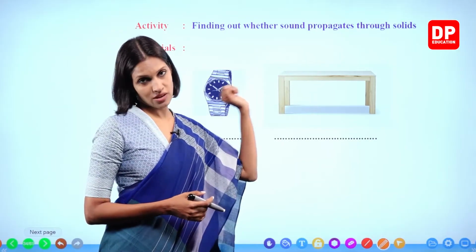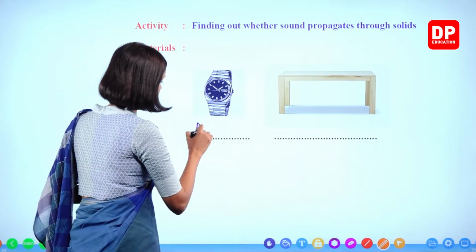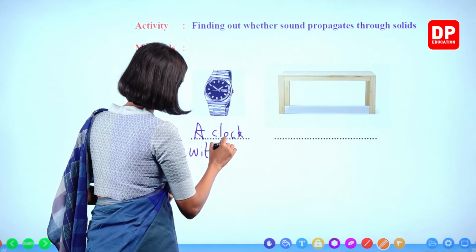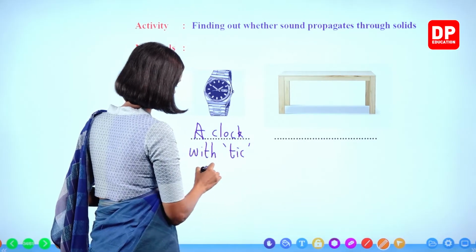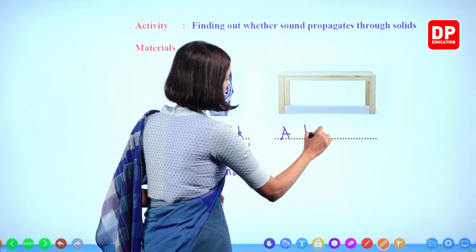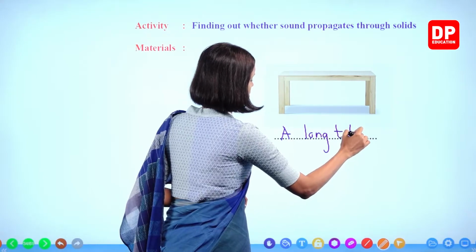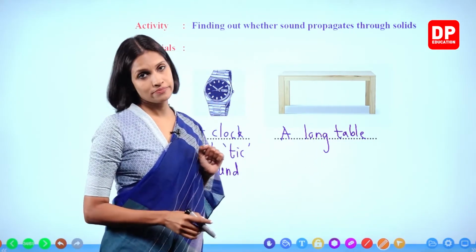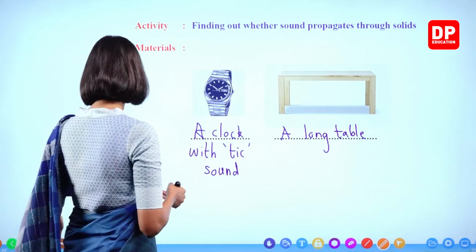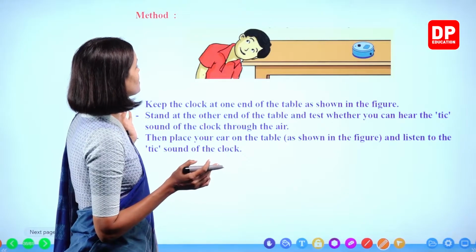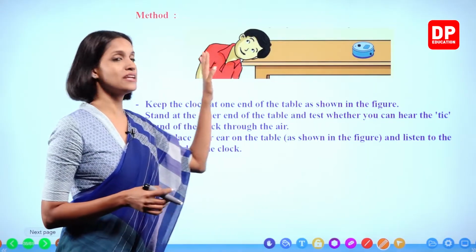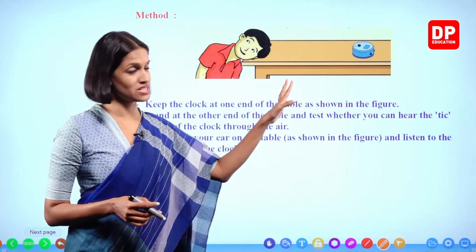And we need a long table, okay? A clock with tick sound, a long table. You can even use a stop clock here. That's also fine, right? Because it also gives the tick sound, okay? Right. So what is the method? Here it's very easy to do. You can do it by yourself. You don't need anyone else's support to do this activity, right?